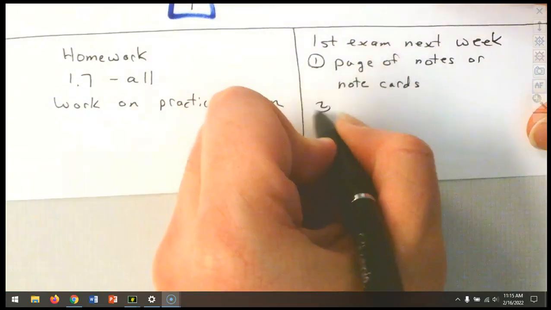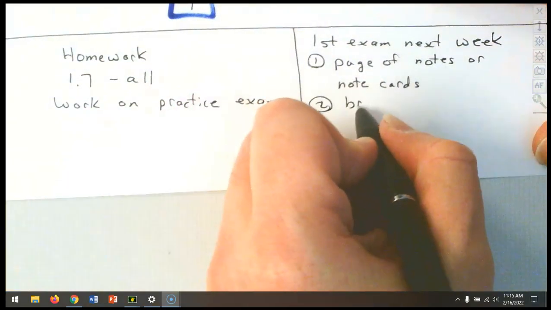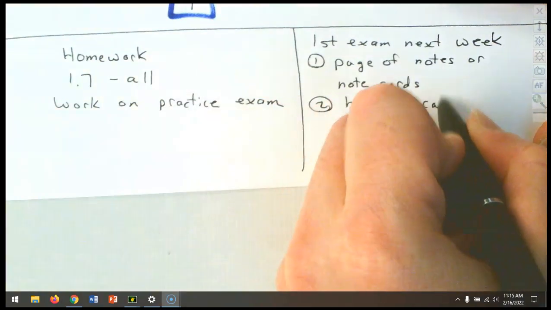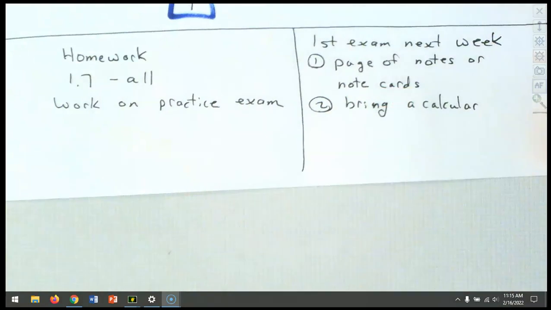You'll want to make sure that you bring in a calculator. I always have extra calculators, but whatever calculator you're used to, you want to bring that in because you're used to using it and you don't want to have an extra stress factor on your exam of using a different calculator. So whatever calculator you've been using, bring it in.